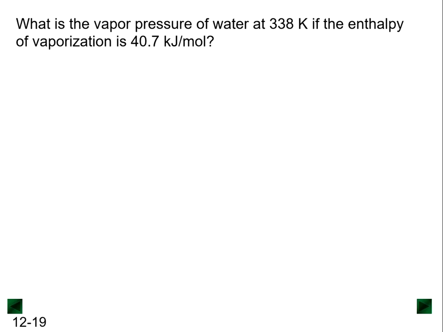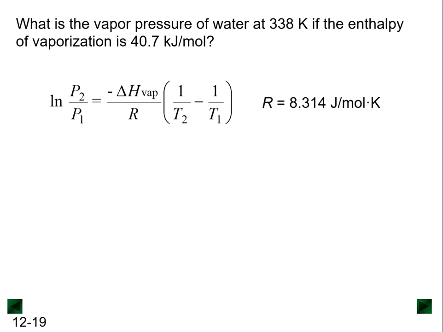So let's calculate a vapor pressure for water at 338 Kelvin if the enthalpy of vaporization is treated as a constant at 40.7 kilojoules per mole. Enthalpy of vaporization, of course, is going to be an endothermic process because you're going from a liquid to a gaseous state. So the equation we'll need is the 2-point equation. Ln P2 over P1 is minus delta H vaporization over R times (1 over T2 minus 1 over T1).